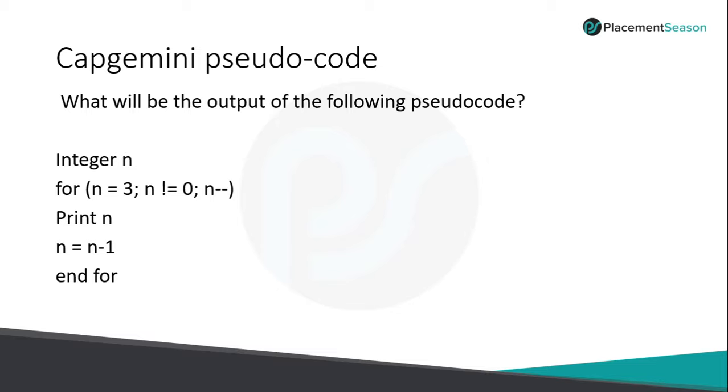The reason is we are doing two decrements, n minus 1, again n minus minus. In general, the statement below the for loop will be considered as a statement of that particular for loop. But in pseudocode, they have given the end by combining these two statements. So make sure you are reading the code properly and then answering the questions.